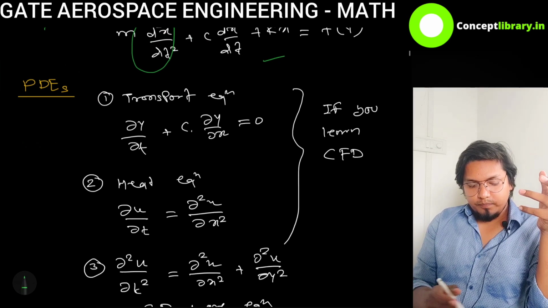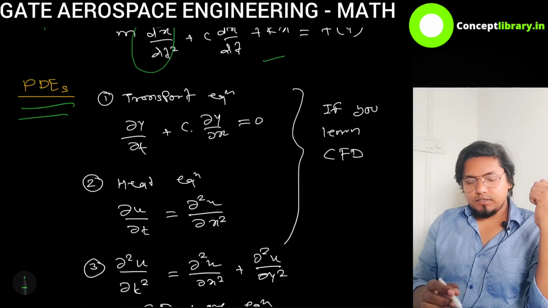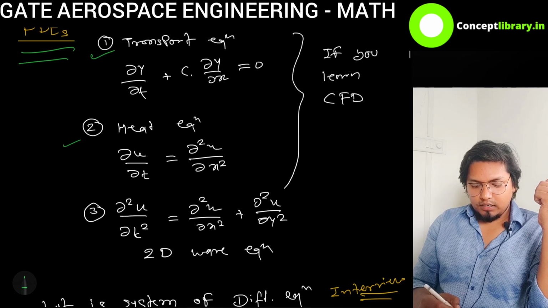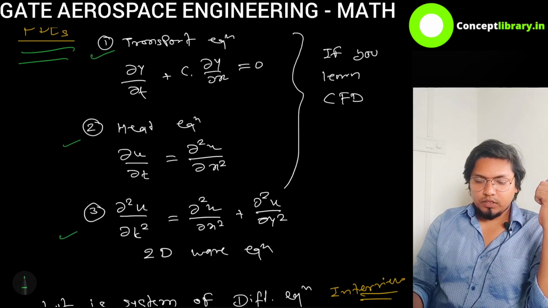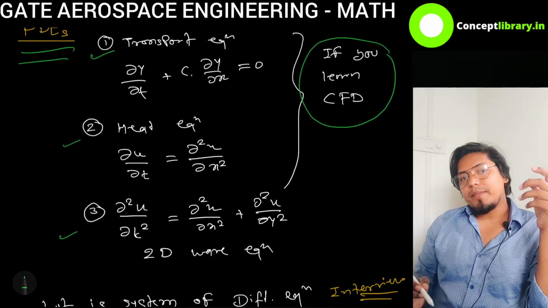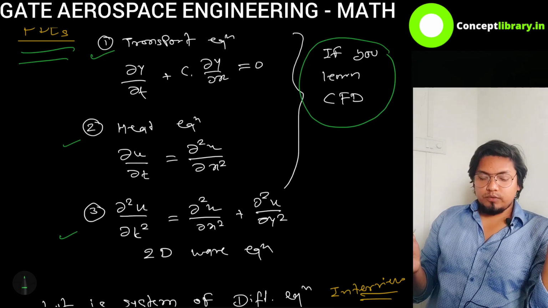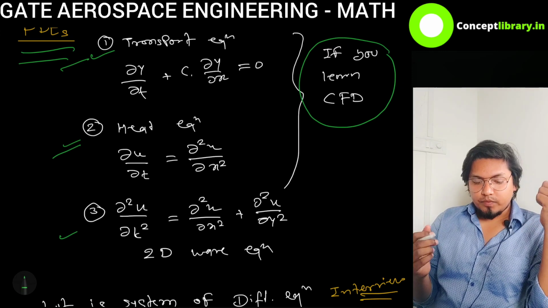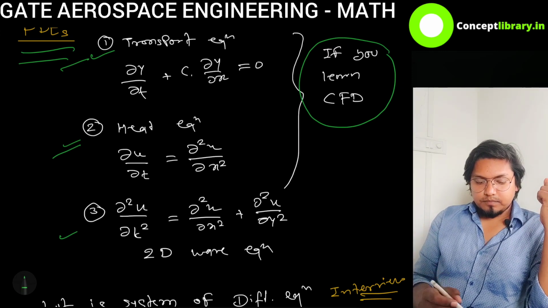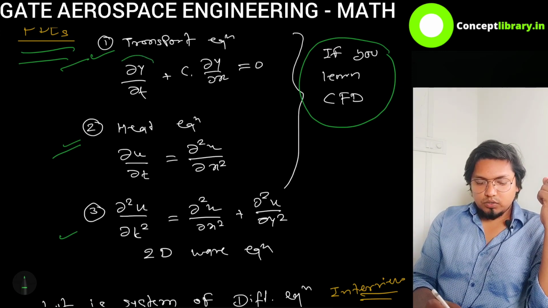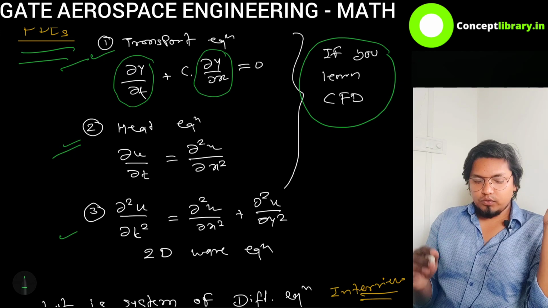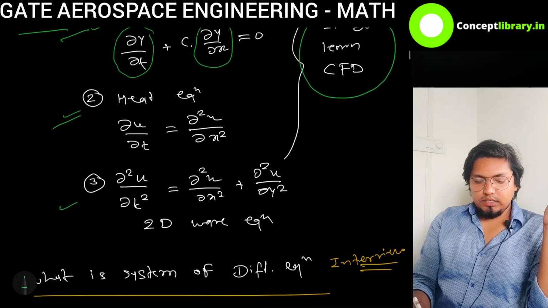Now in PDEs, if you check partial differential equations, I have taken the transport equation, heat equation, and 2D wave equation. If you learn CFD either in your UG course or in your PG course, then the transport equation and heat equation you'll be using very frequently. Here you have order 1, and here also you have order 1. So you'll be getting order 1 and degree 1, and this is linear.